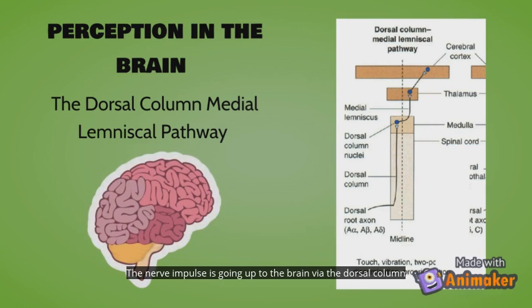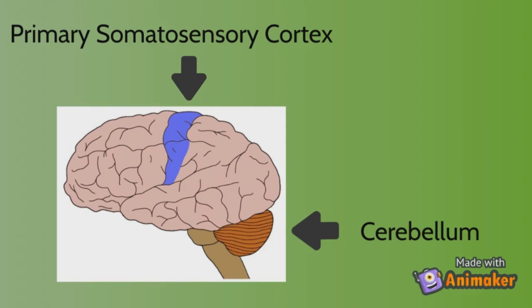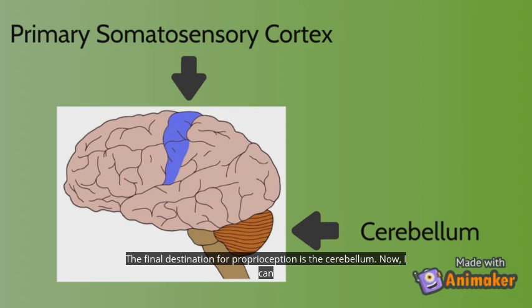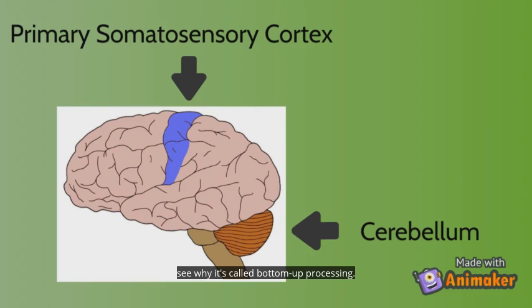The nerve impulse is going up to the brain via the dorsal column medial lemniscal pathway. That's a really big word, but don't let it intimidate you. It's simply describing the area of the spinal cord and brain the nerve impulse is taking to get to the brain, kind of like a highway. The final destination of the nerve impulse for tactile sensation is the primary somatosensory cortex. The final destination for proprioception is the cerebellum. Now we can see why it's called bottom-up processing.